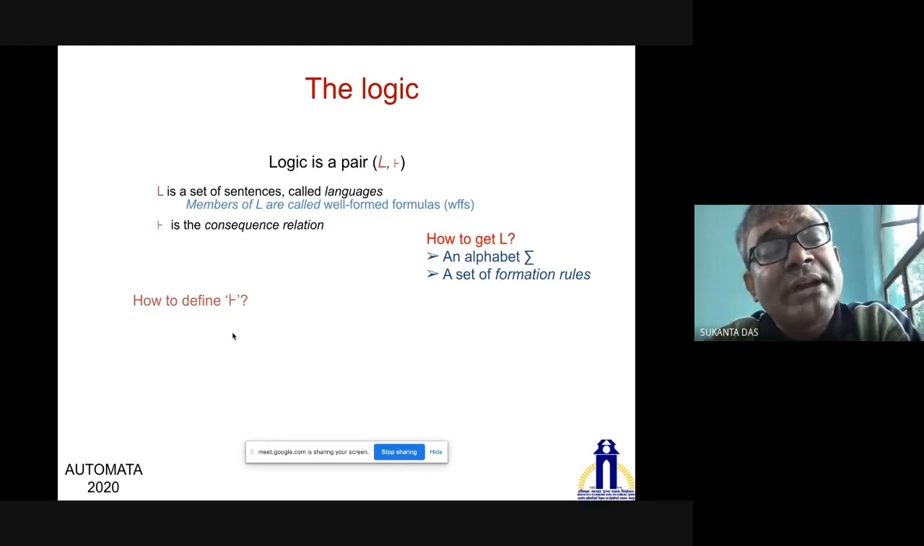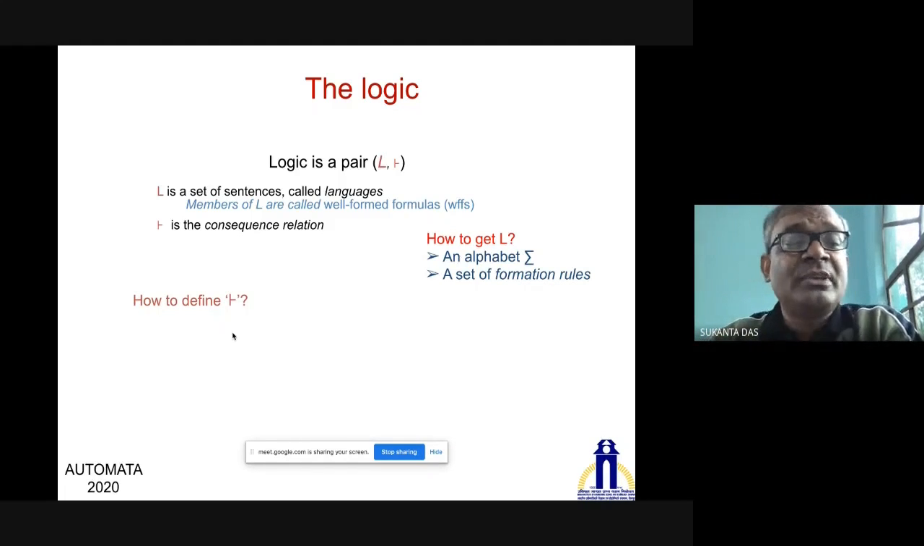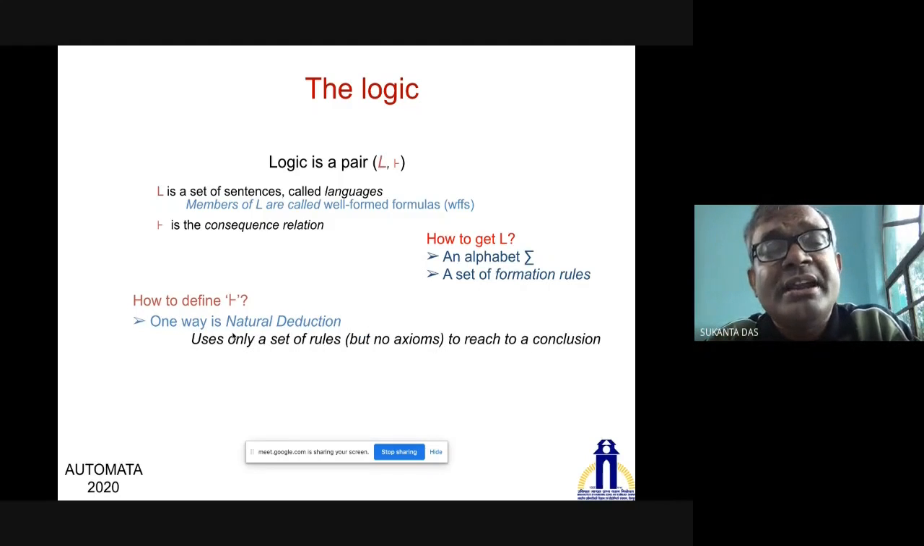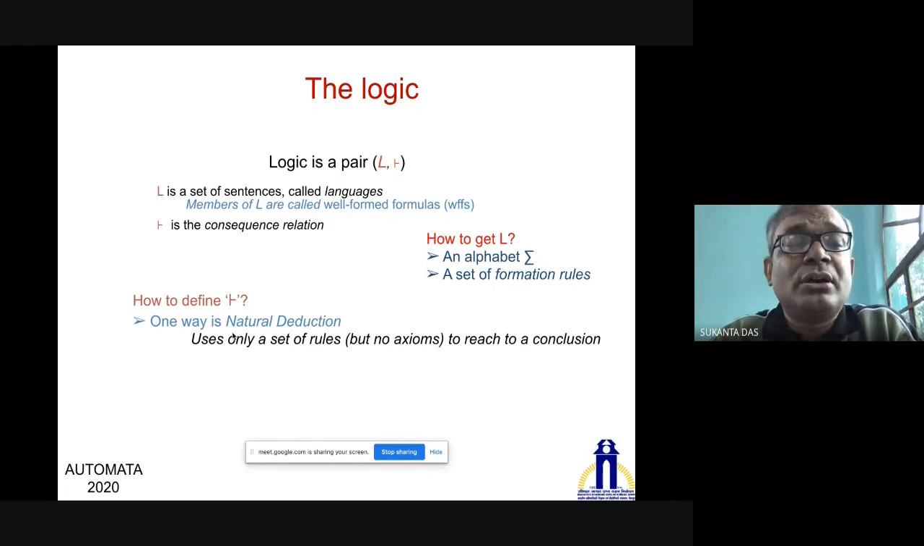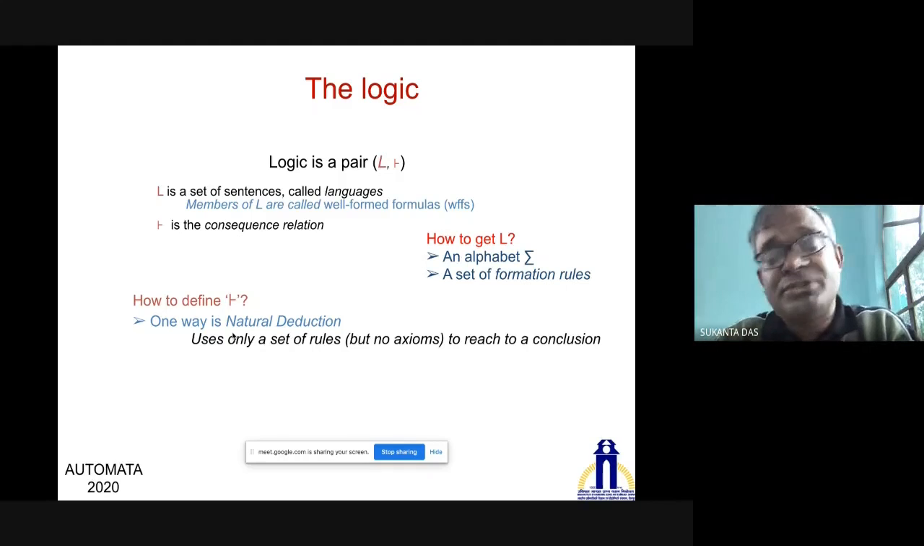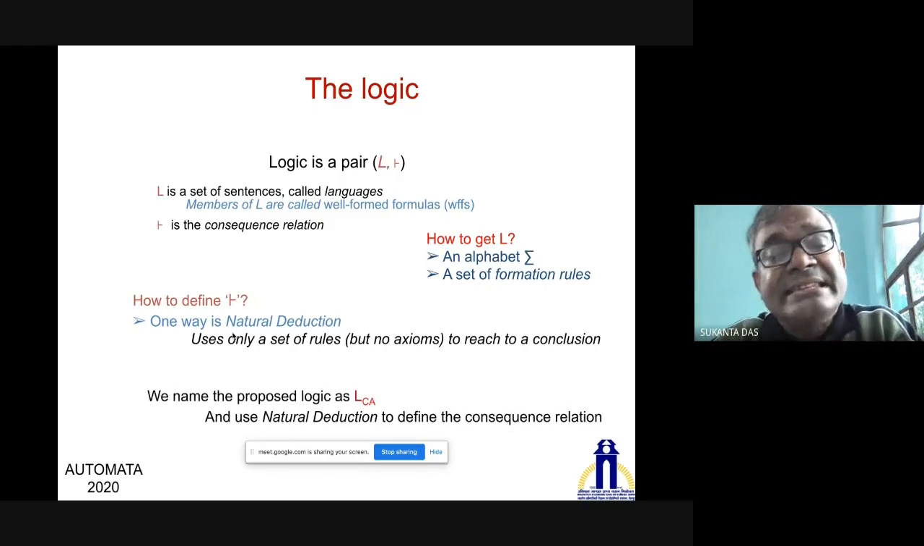And how to get this consequence relation, or turnstile? Generally, it's a binary relation from the power set of L to L. However, one way to get this consequence relation is called natural deduction. Normally, we use axioms and rules to define the consequence relation. But in the case of natural deduction, we use only a set of rules. No axiom is used here. So in our work, we develop a logic, and we name the logic as LCA, and we use natural deduction to define the consequence relation.